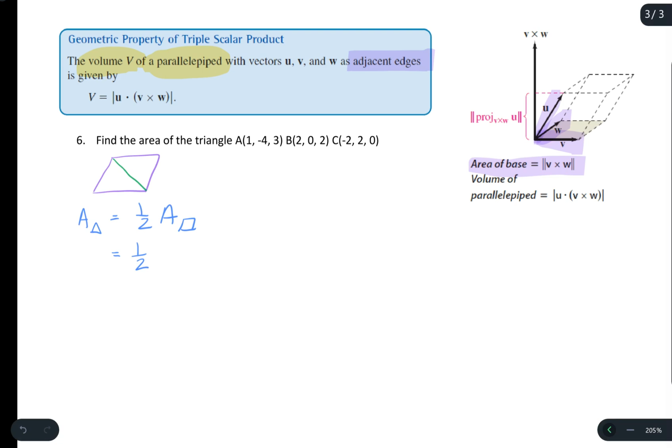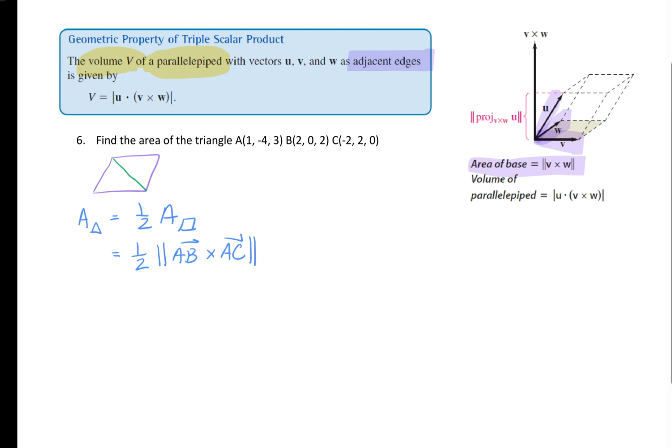And the area of the parallelogram is going to be the magnitude of, thinking about our triangle ABC, AB cross, let's say, BC. We're just going to calculate the cross product of AB and BC, and then we will be able to find our magnitude there. I apologize, I'm going to change this BC. Instead, I'm going to do AB cross AC. So let's do AB cross AC.